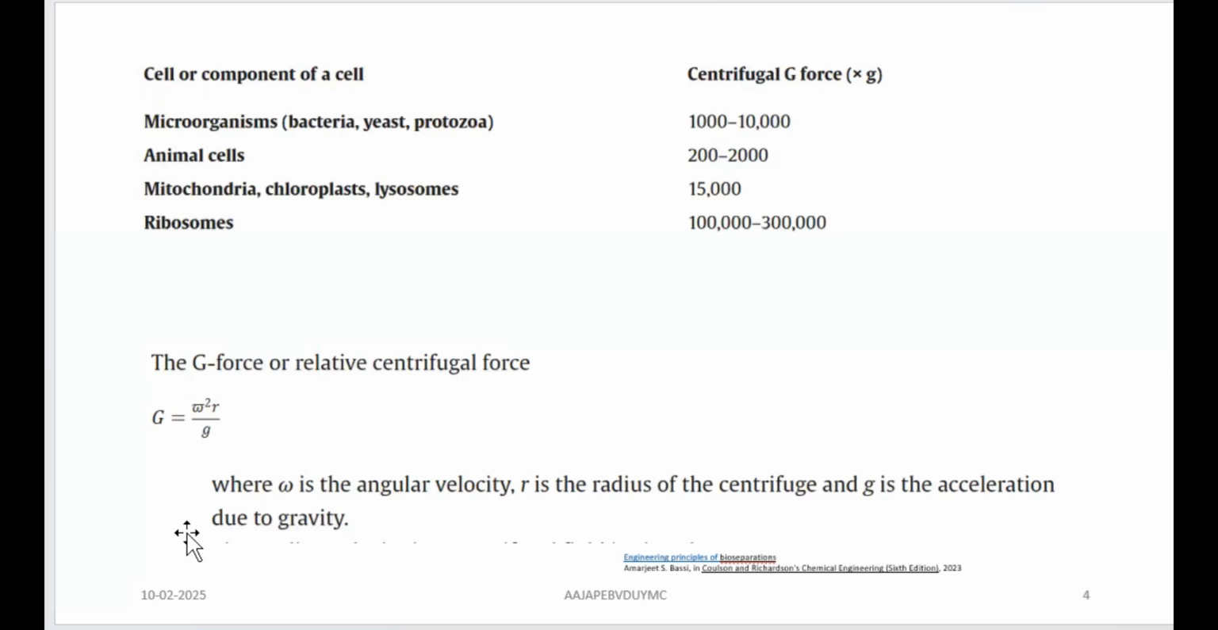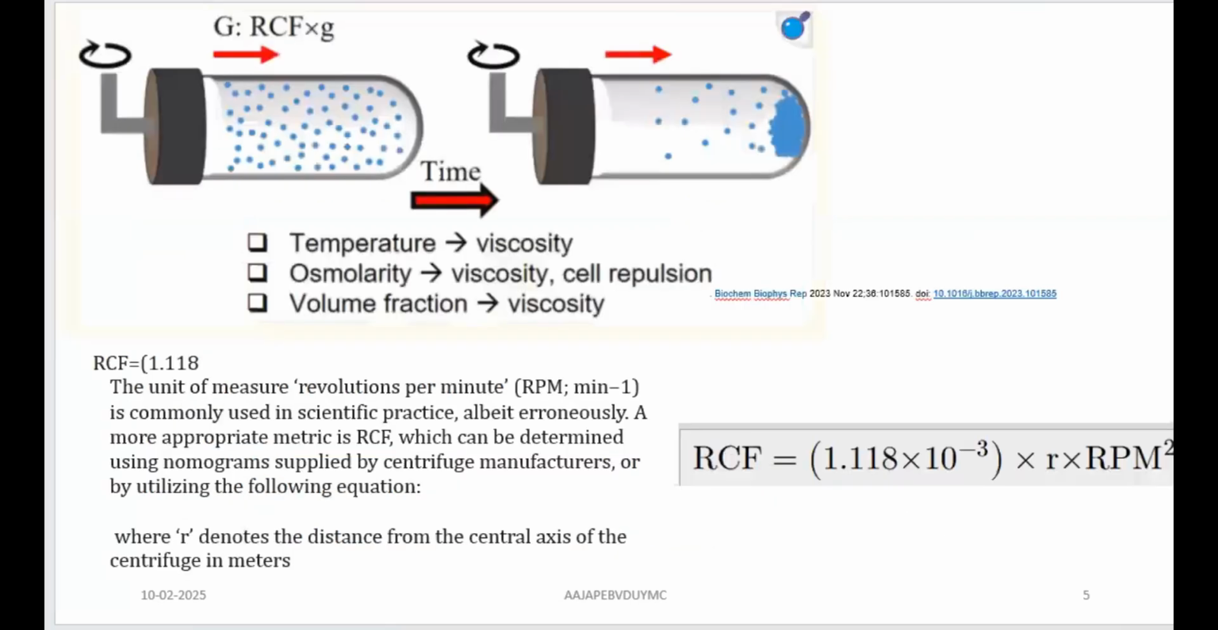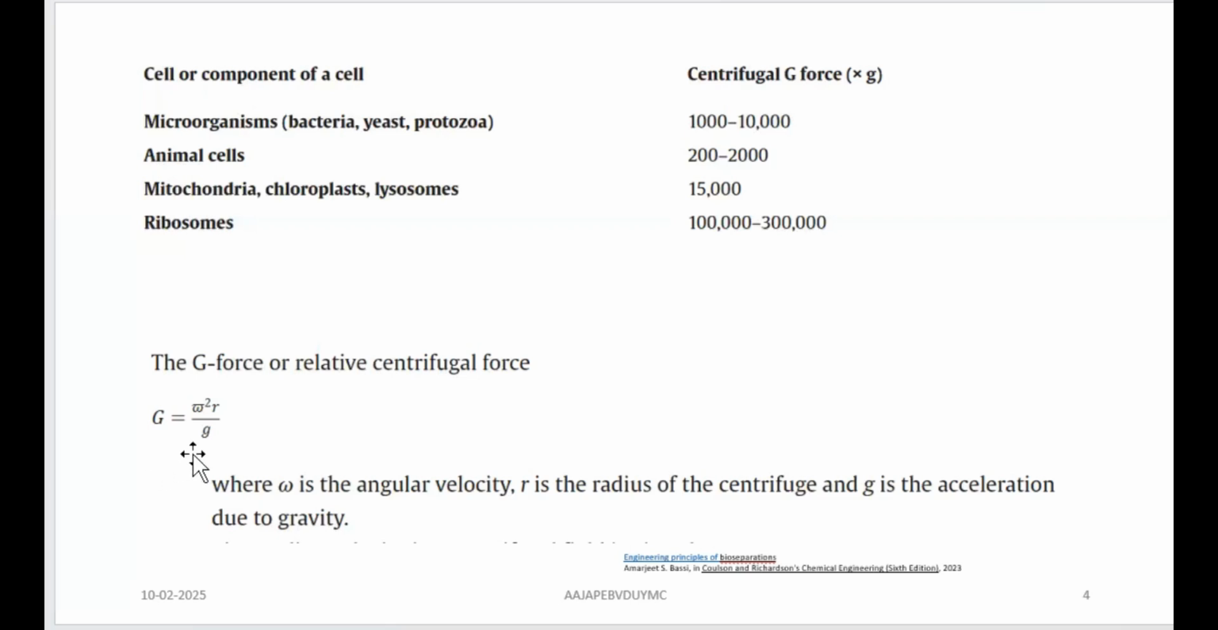So omega is the angular velocity. R is the radius of the centrifuge. The centrifuge tube that you are holding or using is going to have its own diameter, and half of that diameter is R, the radius of the tube. That is important, and its distance from the central shaft also is important. And g is the acceleration due to gravity. That is how we get the first formula, that is omega square R upon small g, equal to capital G.